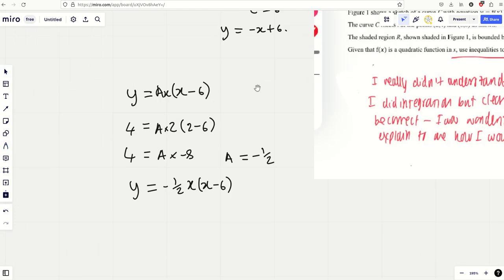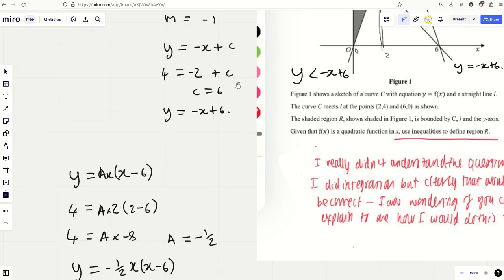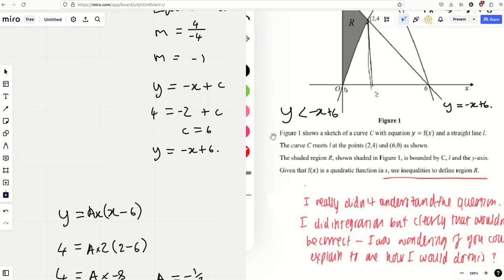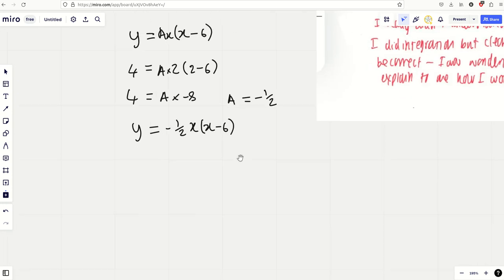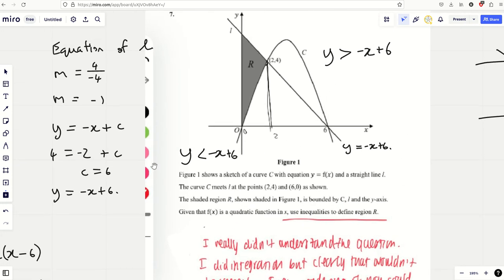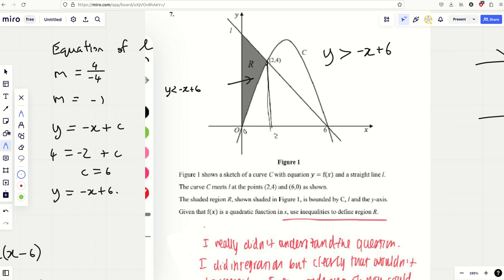There's various ways of working it out though, but I prefer that way because it's even quicker than the line in some ways. You know, you've got the roots, so you've got the factorised form, and then you can just stretch it so it's going through that point. Now, let's get rid of the other scribbles I've got in there, but I'm just going to make a note that this is where y is less than minus x add 6, yeah?